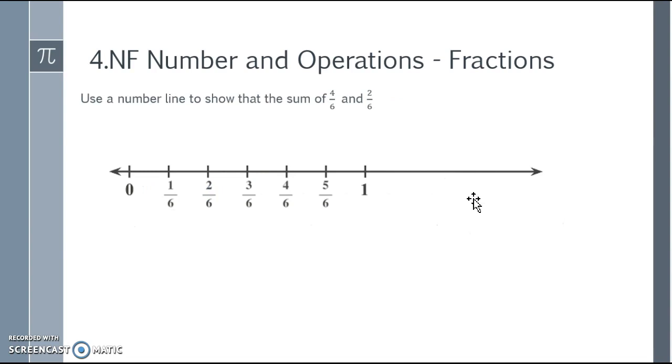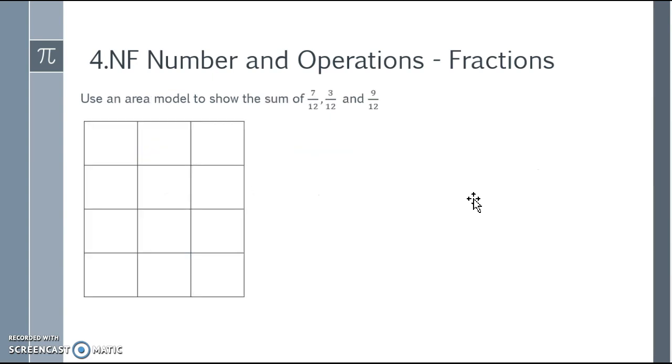Use a number line to show the sum of 4/6 and 2/6. So I have a number line which is broken down into sixths. I first need to start with 4 copies of 1/6 and I need to go 2 copies more of 1/6. So I arrive at 6/6, which is the same as 1.